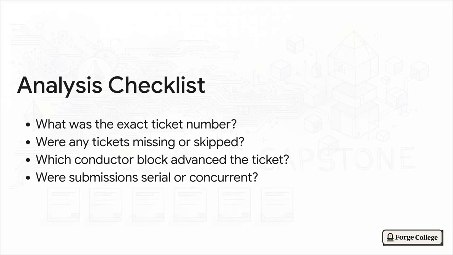When you observe a surprising account state, you must ask yourself these 4 things. What was the exact ticket number when the event happened? Were any tickets missing or skipped, creating a gap? Which conductor block actually advanced the ticket? And were your submissions serial with carefully managed nonces, or were they concurrent, causing accidental collisions? If you can answer these, you'll know exactly why your transaction behaved the way it did.